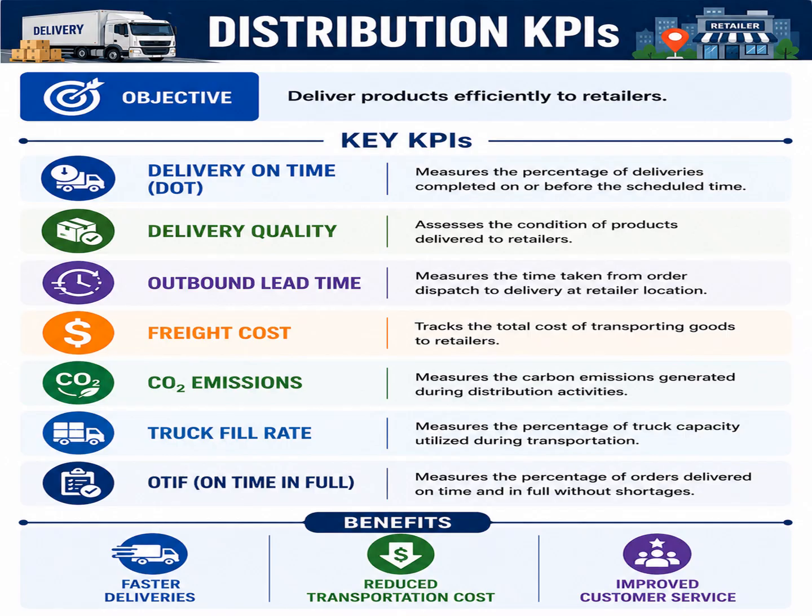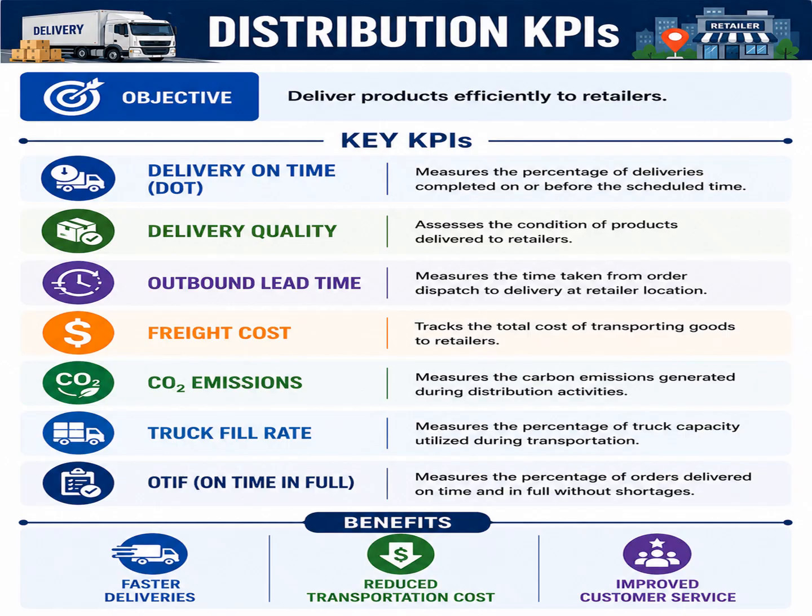These key performance indicators help organizations evaluate the performance of their distribution network and ensure that products reach customers on time and in good condition. Important distribution KPIs include delivery on time (DOT), delivery quality, outbound lead time, freight costs, carbon emissions, truck fill rate, and OTIF, on time in full.